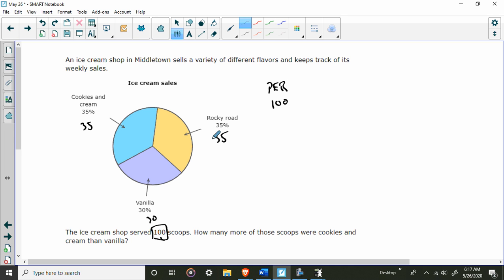So how many more of these scoops were cookies and cream than vanilla? Well, you had 35 people get cookies and cream, and 30 people get vanilla. So you're going to subtract those two numbers, 35 minus 30. That will tell us that there were 5 more scoops of cookies and cream than vanilla sold. Okay, so right off the bat, pretty straightforward, because they gave you per 100. As this number changes, it's going to become a little more difficult.